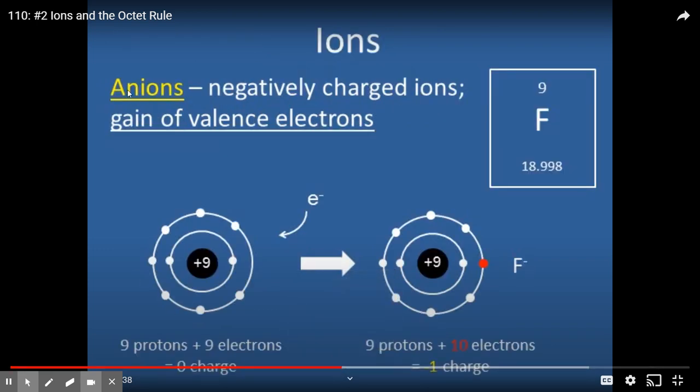Okay, so now we're on the opposite side. Now we're talking about nonmetals. Nonmetals, we know, gain electrons. That gives them a negative charge. That makes them anions. And I always say, guys, look at the N and remember N is for negative, okay? N is for negative. You are a negatively charged ion because you have gained valence electrons.